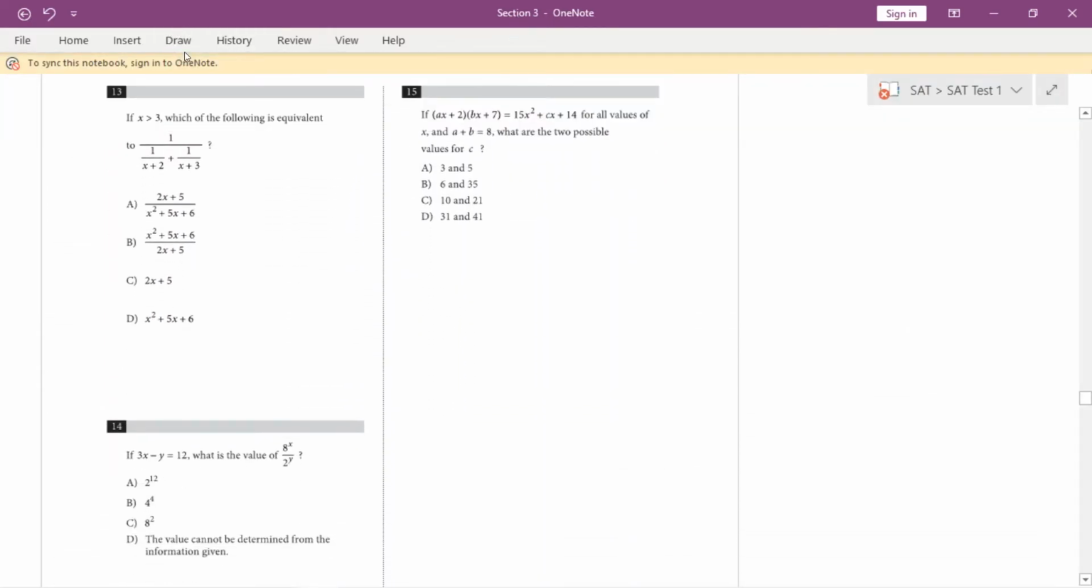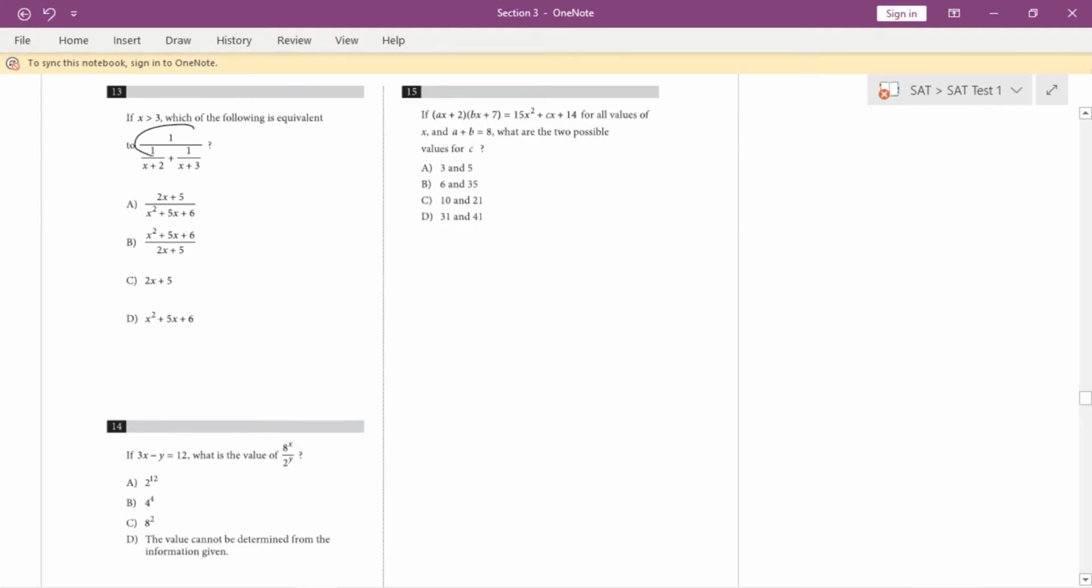Let's take a look at number 13. It says if x is greater than 3, which of the following is equivalent to, oh my gosh, that? Well, I'm going to take a quick look at my options and see what happens. Well, I see A and B look pretty good to me. C and D are basically just parts of A and B.